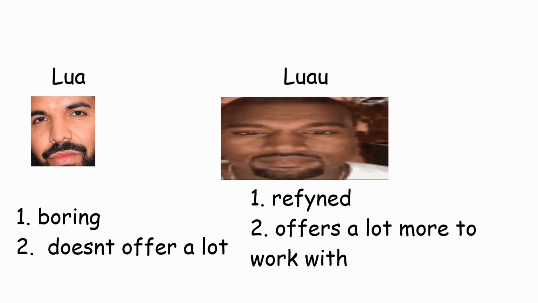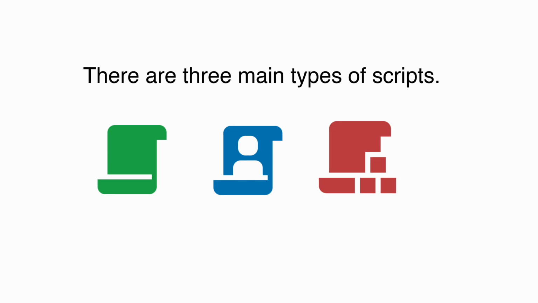What is the difference between these, Lua and Luau? Imagine Lua is a Drake album. It's boring and does not offer a lot. Then Luau is more like a Kanye West album. It's refined and offers a lot more to work with. There are three main types of scripts: server scripts, local scripts, and module scripts. We will be going over all of these in this video.